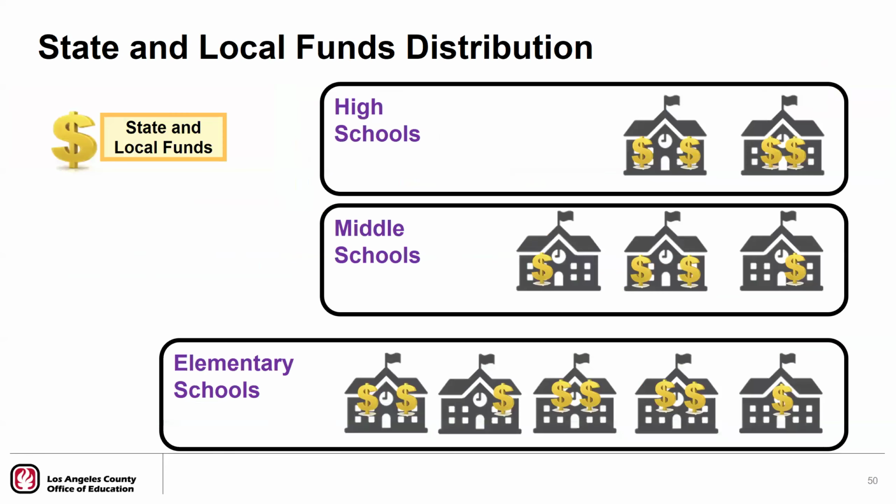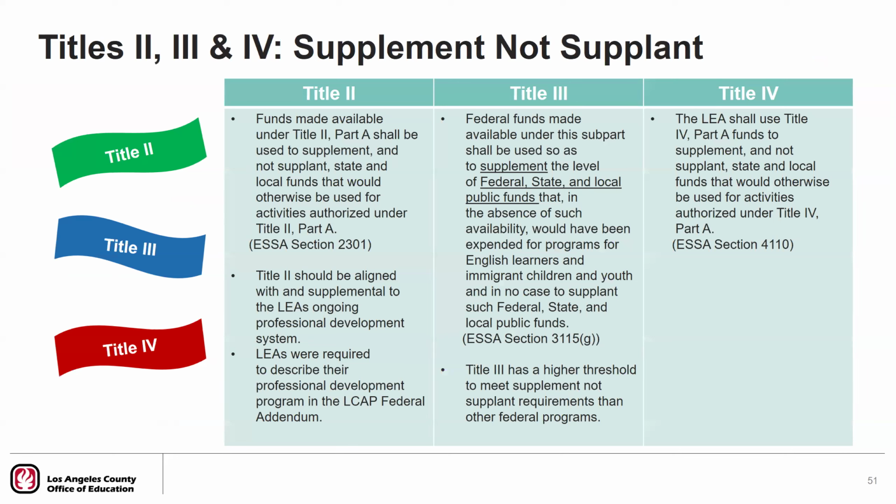Next slide, please. So you can see those two examples would demonstrate that the money was allocated to the schools without regard to being Title I or not. Next slide. Now, Title II, III, and IV do also have the supplement, not supplant provision. However, there is a different requirement for compliance.